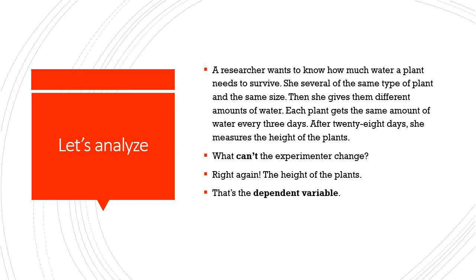The amount of water that each of the plants gets, the experimenter can control, but she cannot actually determine how much a plant can grow based on that. An experimenter can't actually physically make a plant grow. So it's dependent upon her independent action. Okay, so let's look at another one.